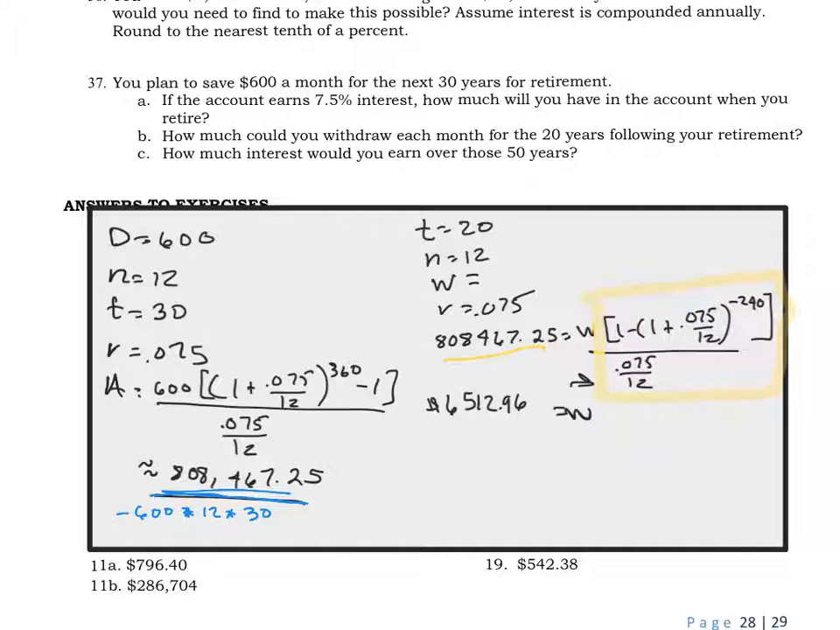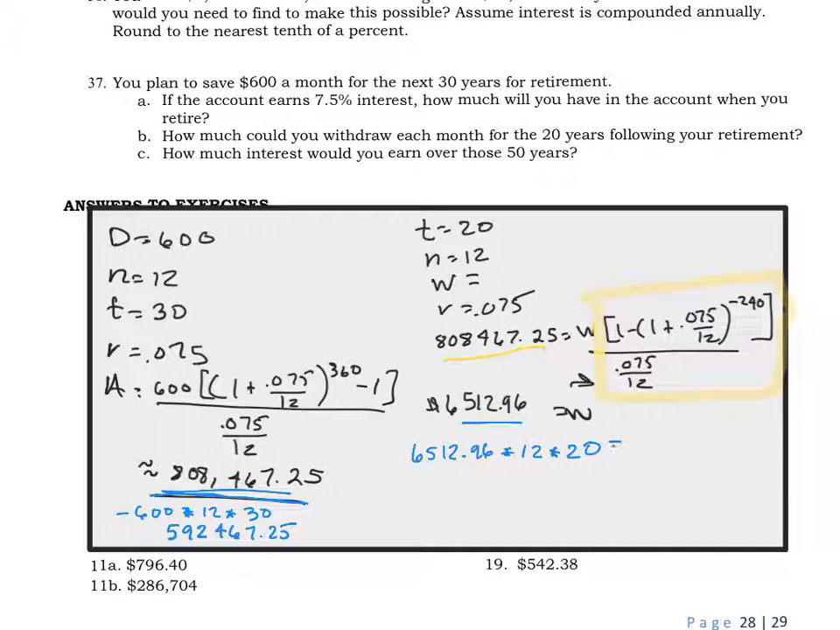And so what I get for the interest from our savings annuity is $592,467.25. Okay, so that's half of our answer. Now over here, we are withdrawing this amount of money every month for 20 years. Okay, so let's multiply that out, figure out what we get.